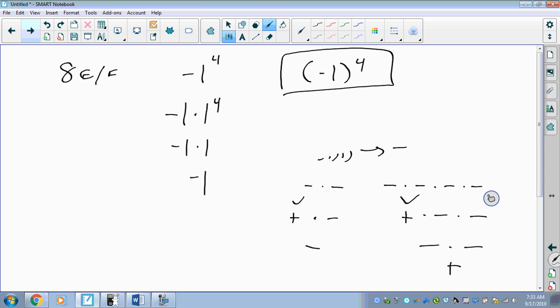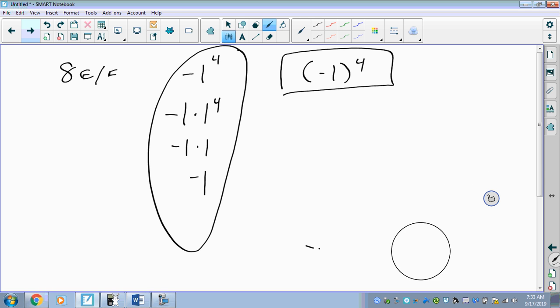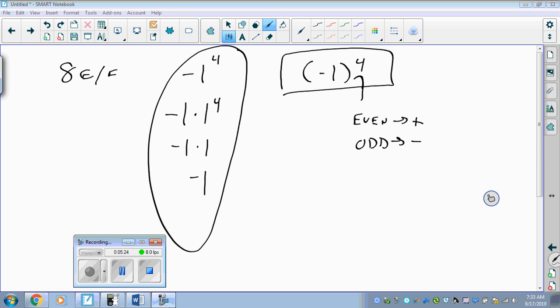Okay, this one over here will always be negative, and this one again, if it's an even exponent, it'll be positive, and if it's odd, it'll be negative. So if not, you can just write it out, expand the form, and do the problem faster. Okay. All right, moving on. Let's do this fast.